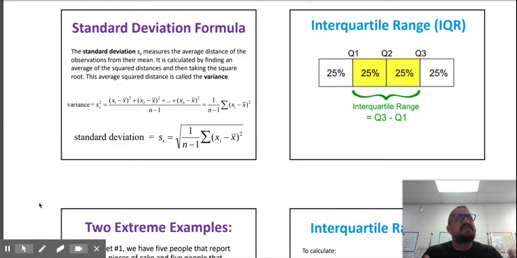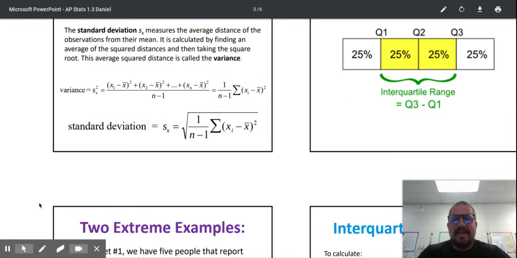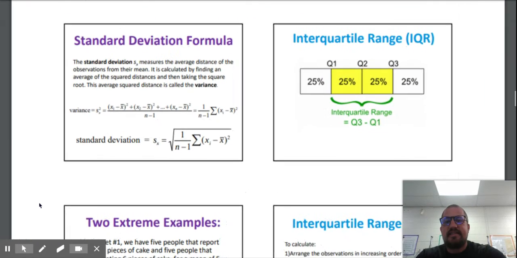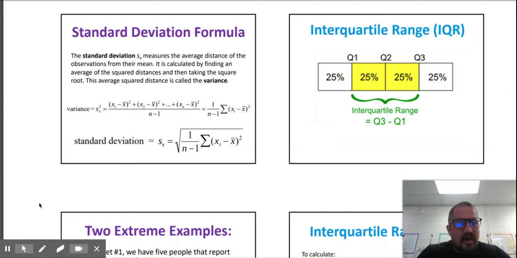For instance, if I'm given a test and it has a small standard deviation, then I know that a lot of students scored very close together. If my test has a really large standard deviation, then I may know that some students scored really low and some students scored really high, right? And I may need to go into that a little bit clearer. So standard deviation plays a big role in analyzing data.